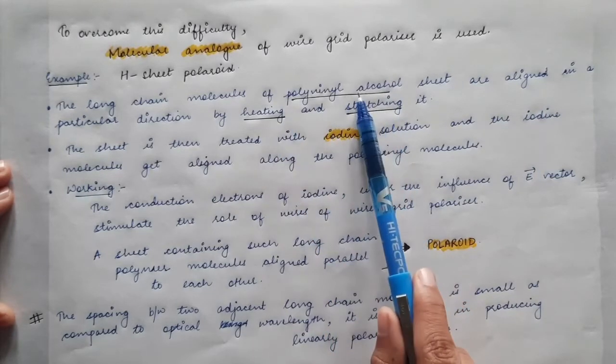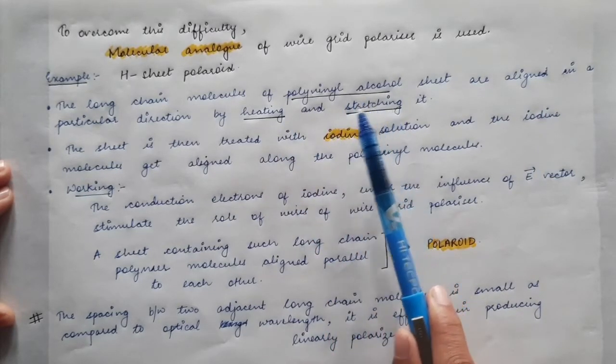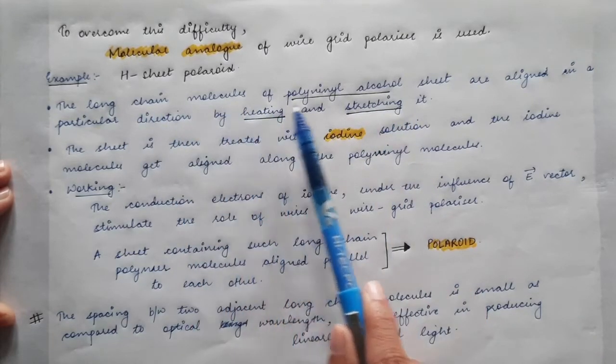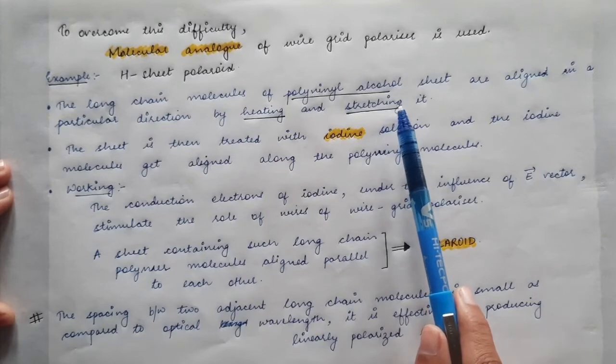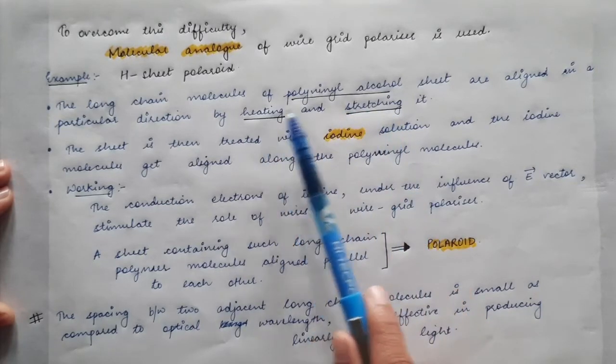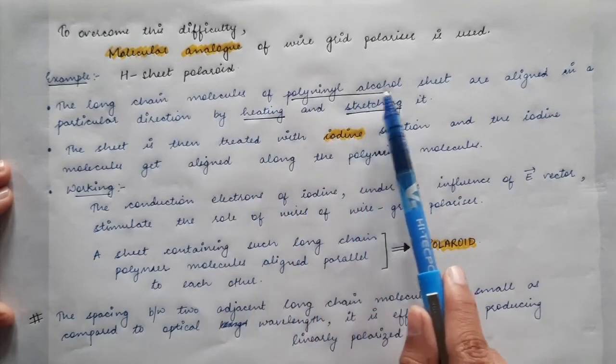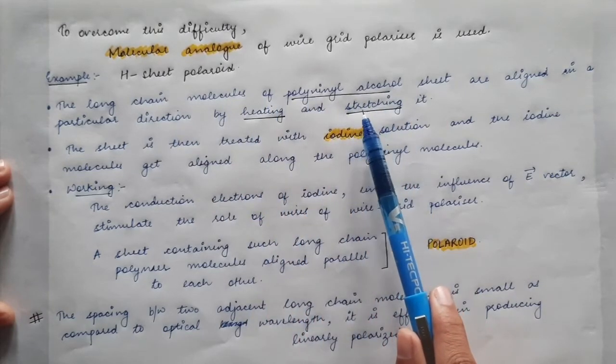We heat the sheet and then we stretch it, so that the long chain molecules get aligned in a particular direction. So we heat and stretch the sheet so that the long chain molecules of the polyvinyl alcohol get aligned along a particular direction.